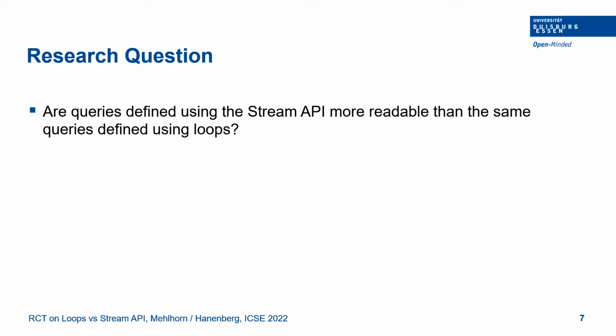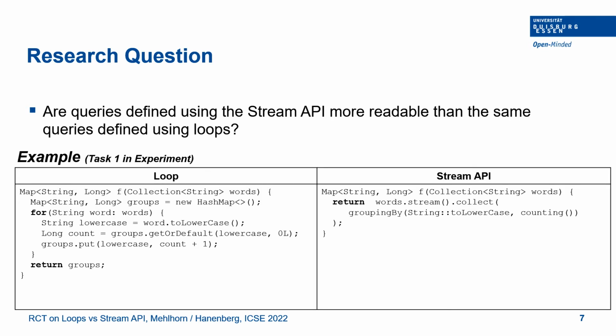So what is the actual research question that we try to answer? The question is, are queries defined using the Stream API more readable than the same queries using loops? And just to give an example, on the left-hand side, we see a certain loop. On the right-hand side, we see a comparable expression using the Stream API. And the general question is, is one more readable than the other? If we just see this example, we at least get the impression that the Stream API code is shorter, but it's unclear whether we can conclude from that that it requires less time or causes fewer errors.